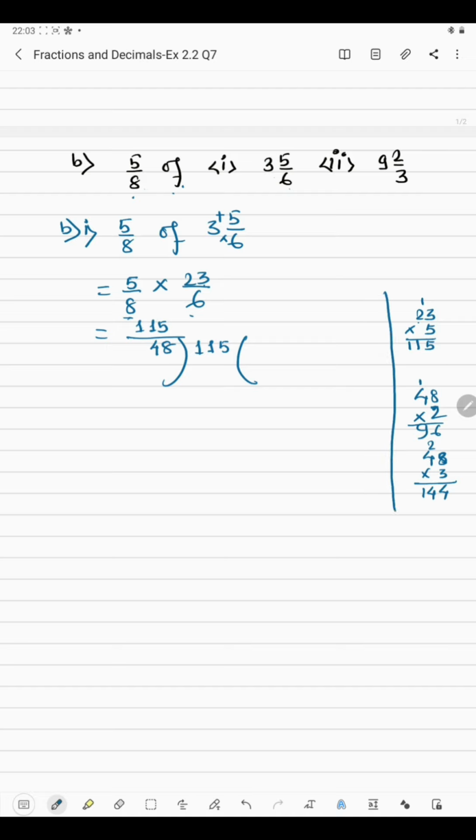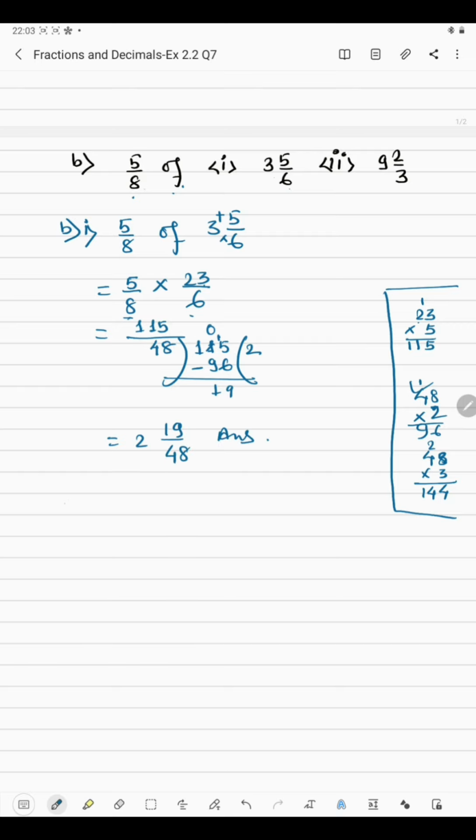144 is greater than 115, so what will you do? You will have to take this, right? 48 multiplied by 2 is 96. Now 115 minus 96, 6 to 15 is 9, so 1 will be 0, it will be 19. So the answer will be 2 19 by 48.